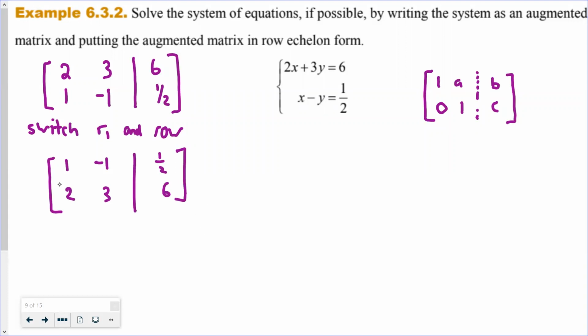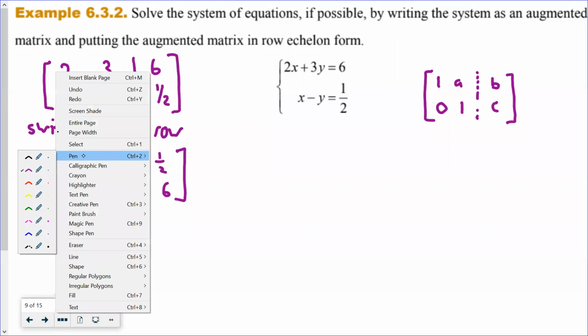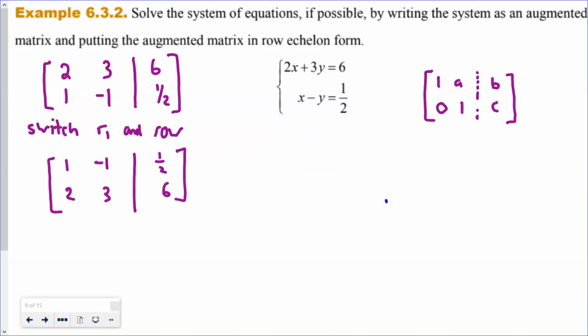Now, I need to get rid of that 2. I want that 2 to become a 0. So to do that, I want to think in my brain, what's the opposite of 2? And you would say -2. So what could I times this 1 by to make it -2? And the answer is -2, right? So I'm going to make a new row 2. To do that, I'm going to times row 1 by -2, because then when I add it with row 2, it's going to give me 0 in that first column.